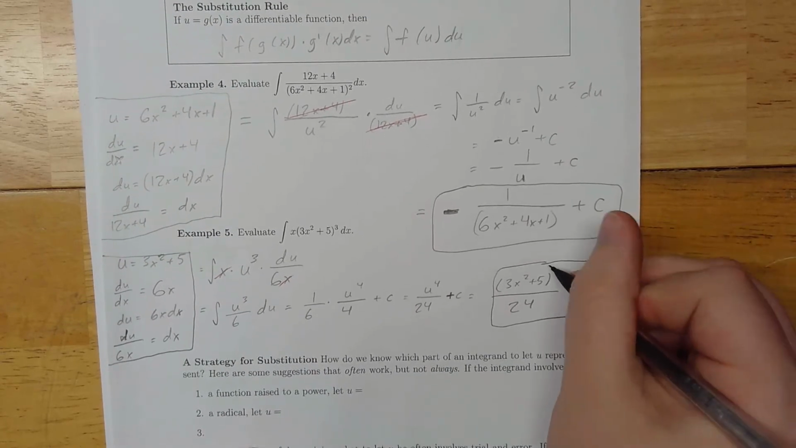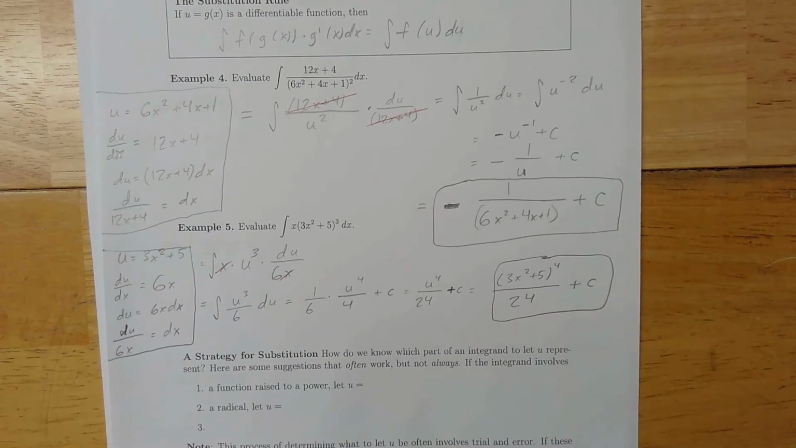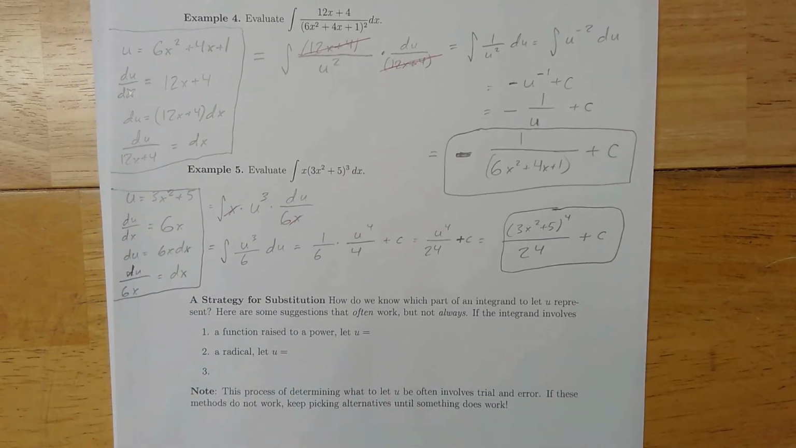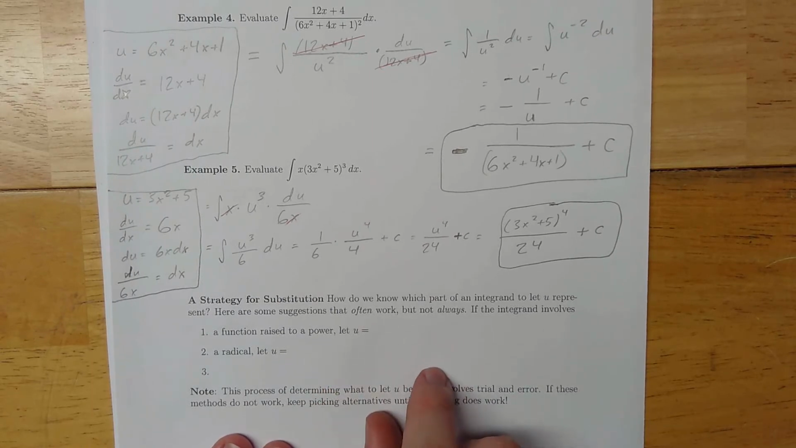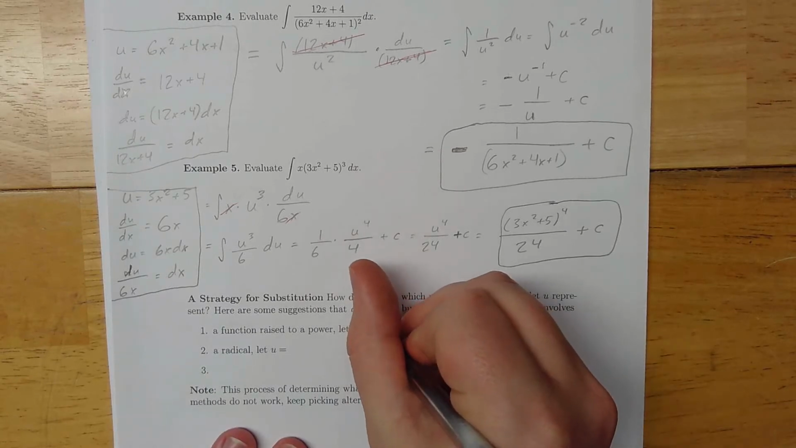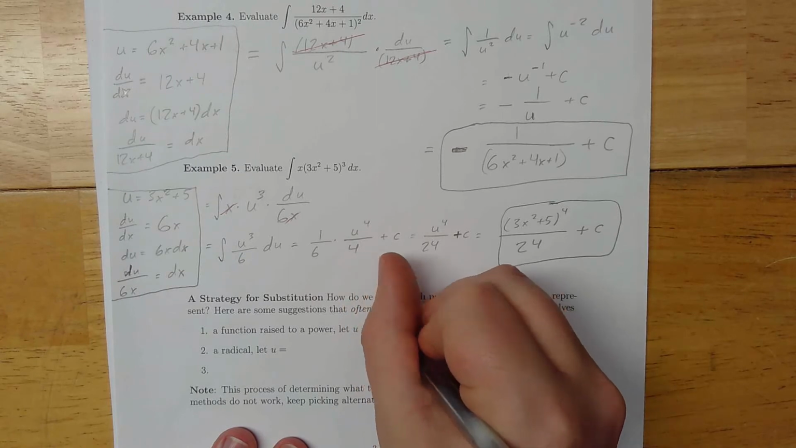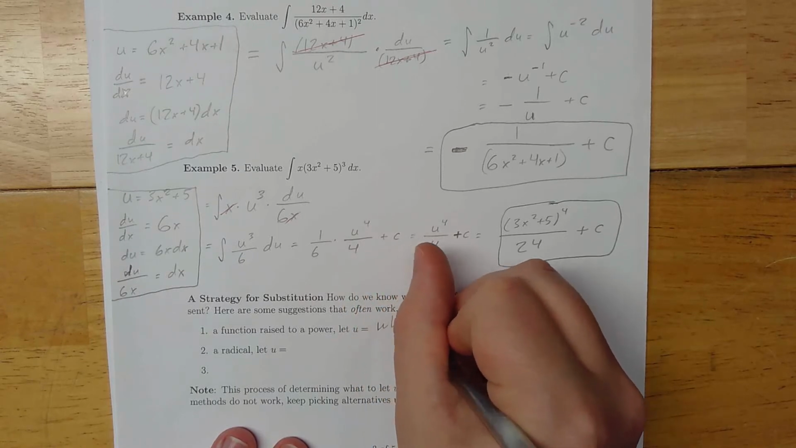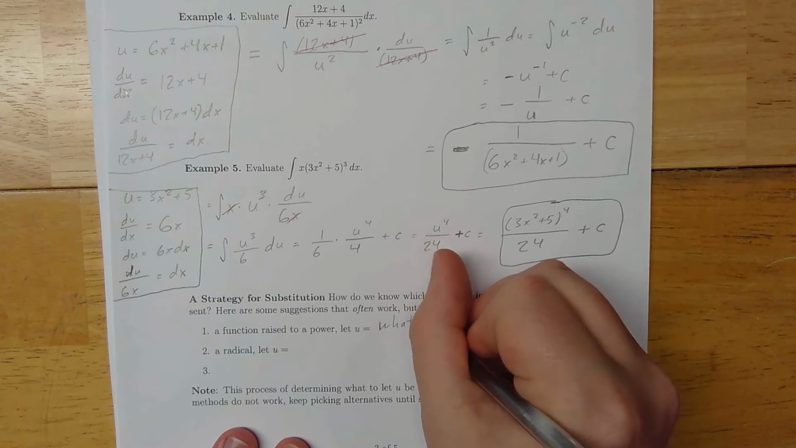Okay, so again, we want to make sure we're understanding this idea of how we're going to deal with the substitution. We're often going to have that be the biggest part of a problem, right? Figuring out what to have u represent. Now, these suggestions are going to often, but not always, work. So if the integrand involves a function raised to a power, we're going to let u be equal to what's being raised to that power.